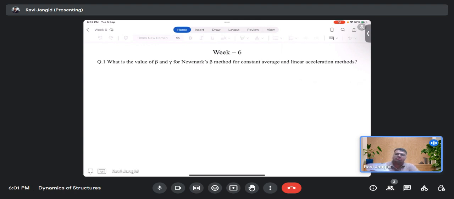Okay, so first let us discuss the basic questions, which normally everyone knows, but here we will discuss what is the value of beta and gamma for the Newmark's beta gamma method if we take the constant average acceleration or the linear acceleration method. So this might be you remember, but do you know how to calculate? So we will discuss it here.